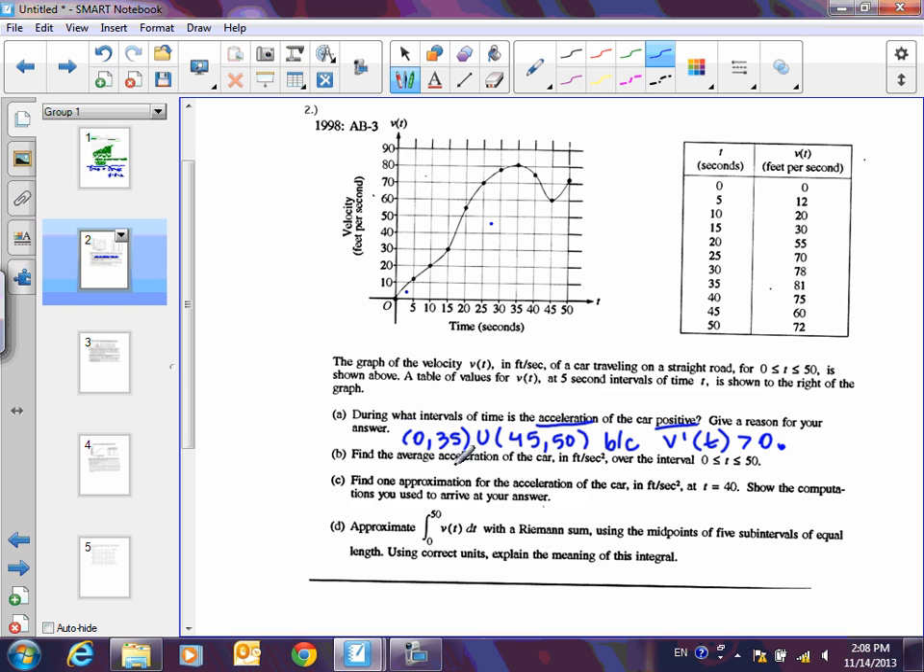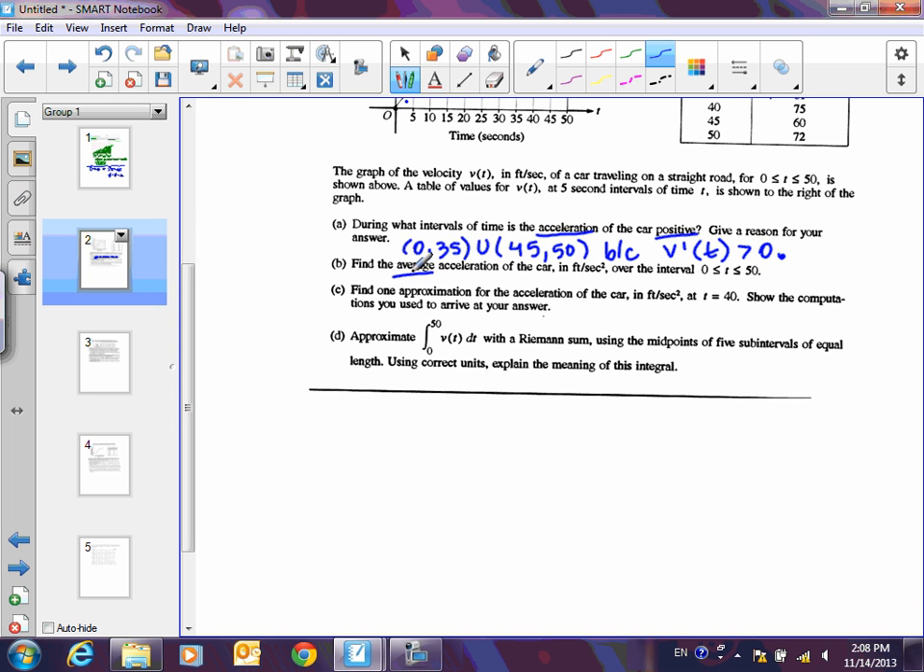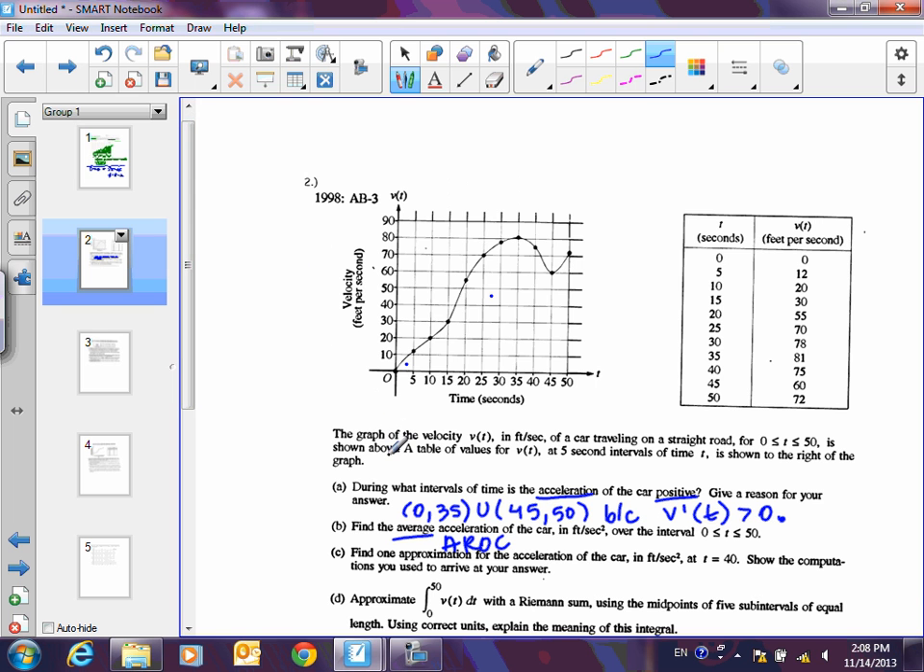All right, so B says find the average acceleration of the car. This is where I'm going to start writing stuff down. When you see this word average, you should think AROC. Now, if you write AROC on your test, good for you. Your test reader may have no idea. They probably could figure out what AROC means, but not every teacher uses this. So I would write it out so that you know what's going on, but you need to immediately think, do you need calculus to do AROC? Nope, you don't.